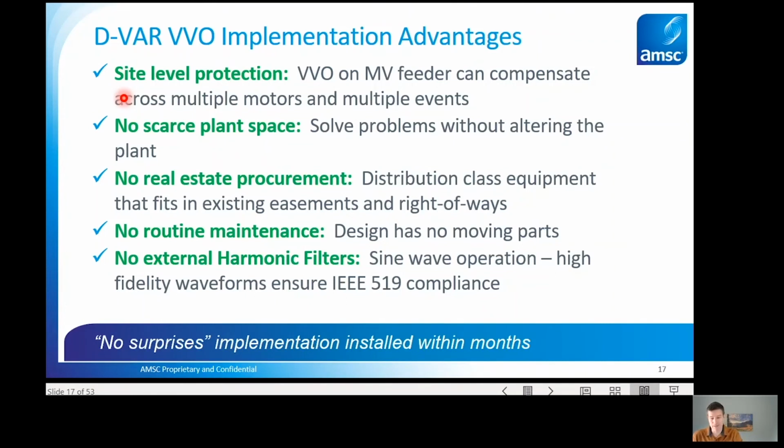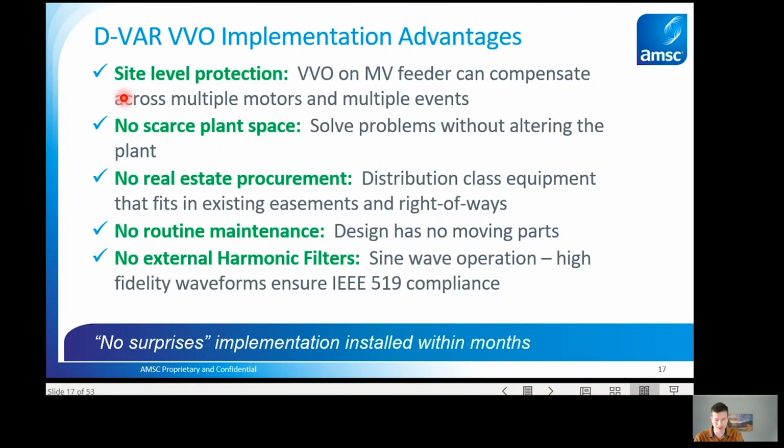No scarce plant space. Because we have the overhead option to be able to fit in the existing utility right-of-way, that allows a plant operator to not alter the plant to solve this problem. We also do have the metal enclosed version that can also go at the plant, but it's nice to have that flexibility to go either way. And in either case, you're not having to get into the actual single lines of the plant like you would with a VFD or a secondary solution. You're leaving that whole plant alone.